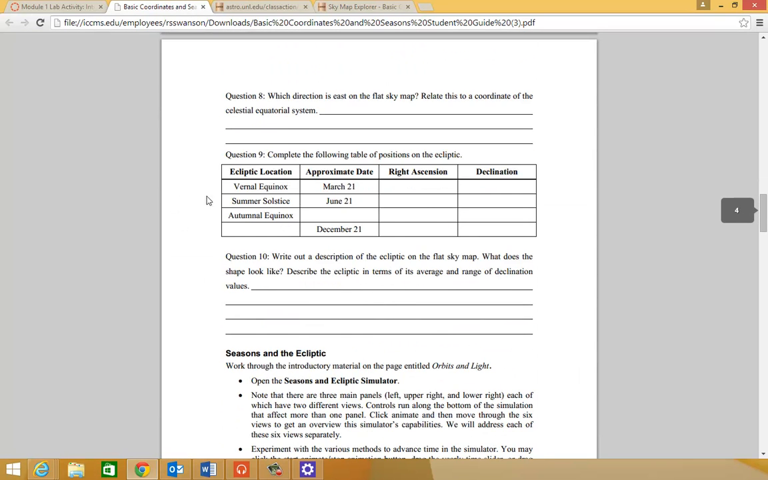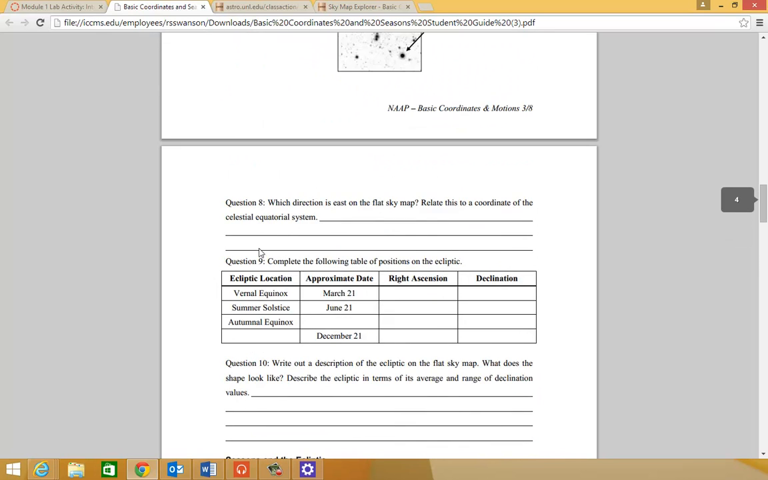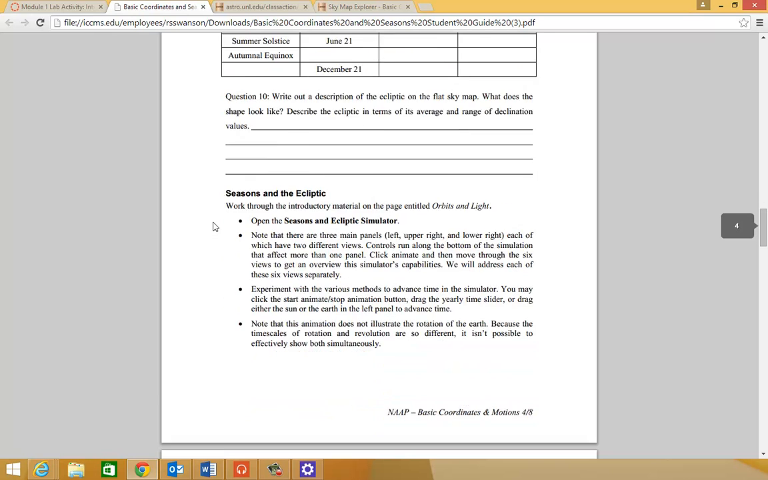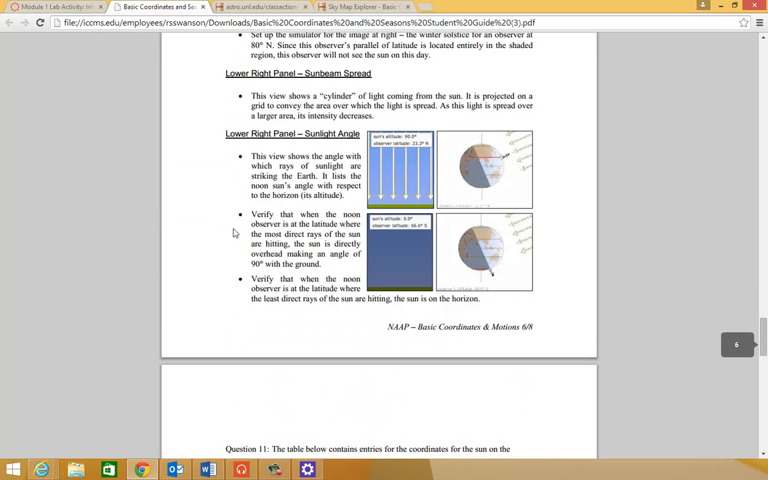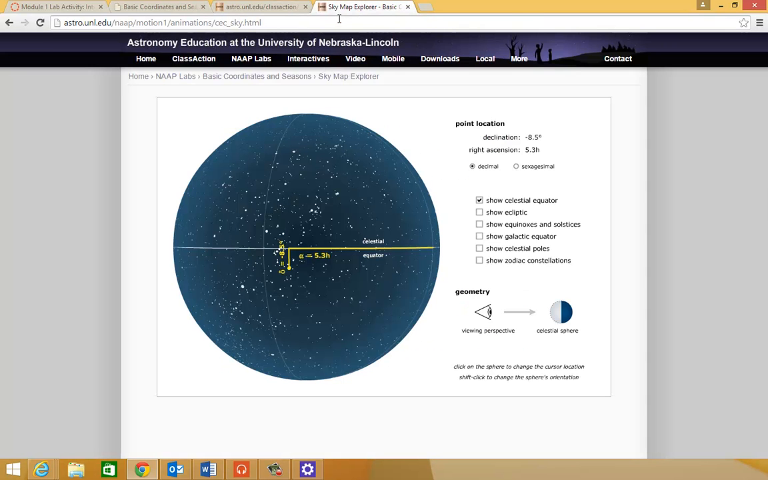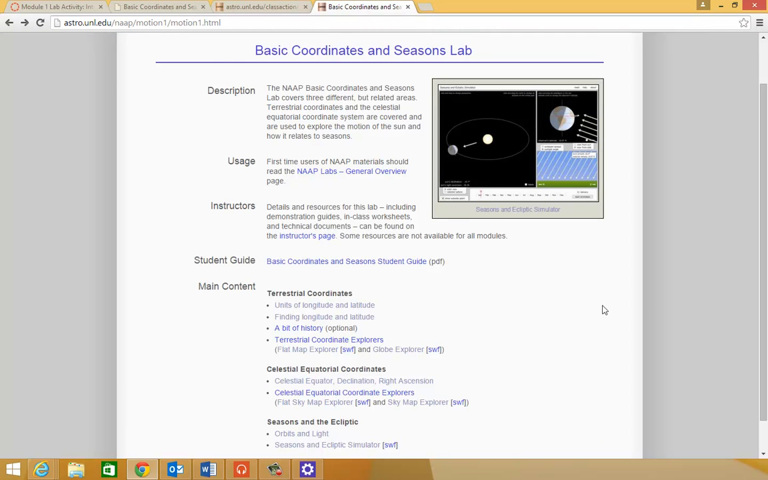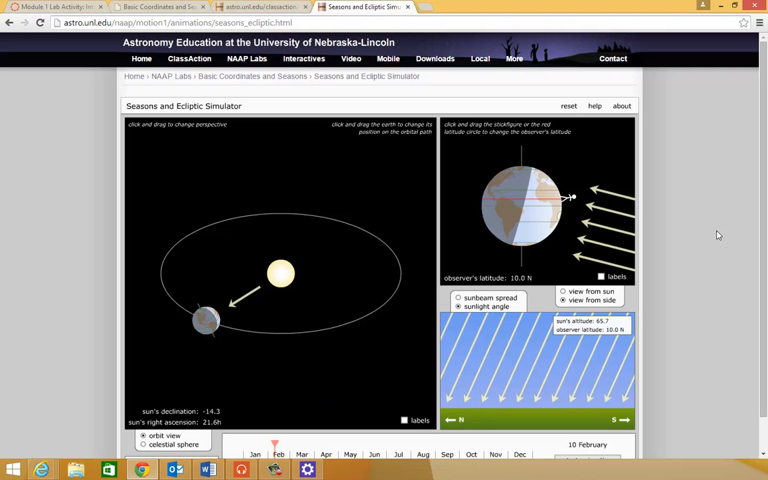Moving on into page 4, you can answer this little table here, again playing around with that Sky Map Explorer. The seasons in the ecliptic, I encourage you to go through the orbits and light background material. Just to keep things short, I encourage you to check out the orbits and light thing, because one thing you'll notice is that because the sun does move on this ecliptic, the angle of the sunlight changes during the course of the year, and that's what we're going to deal with in the Seasons and Ecliptic Simulator.